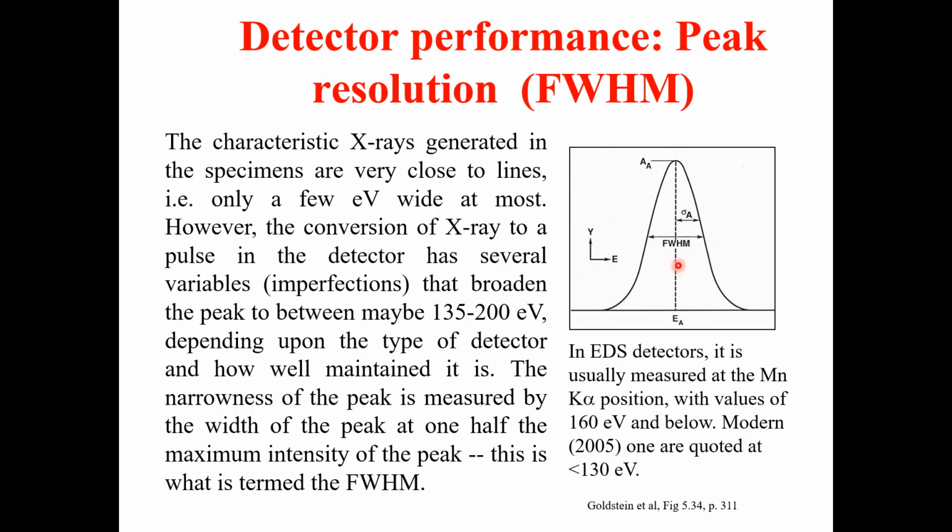An EDX detector is usually measured at the manganese K alpha position with a value of 160 electron volts and below. Modern detectors, which mostly came after 2005, are quoted at smaller than 130 electron volts.